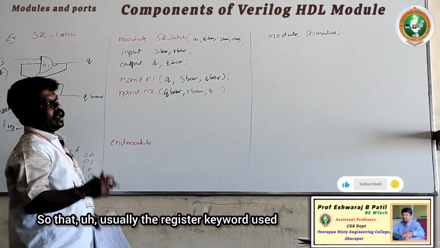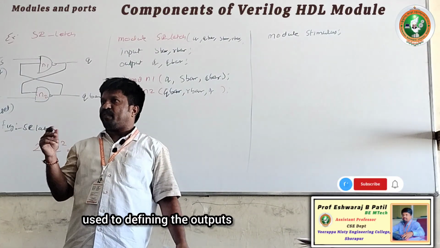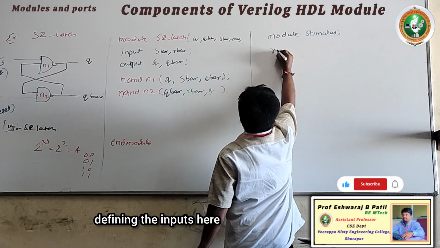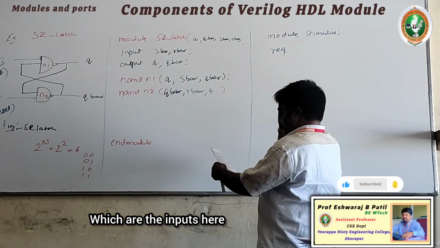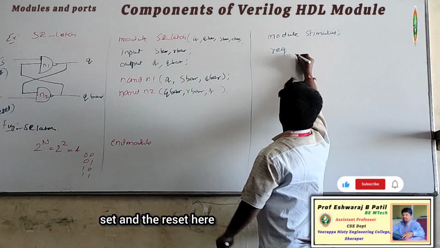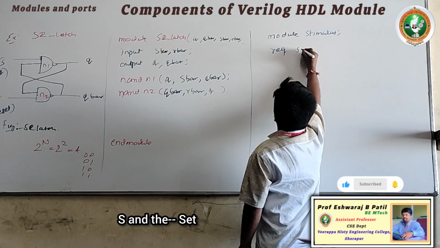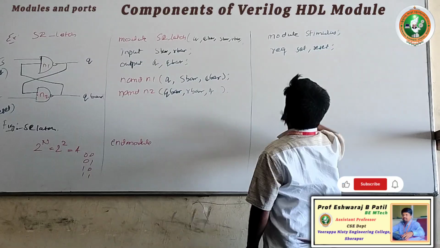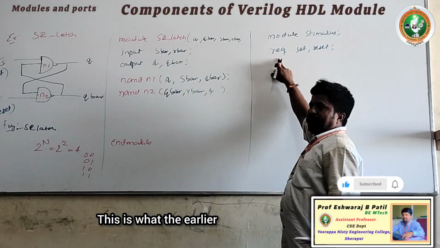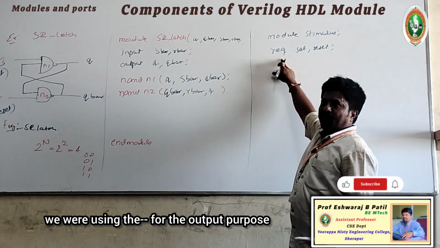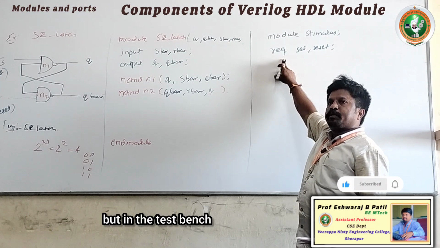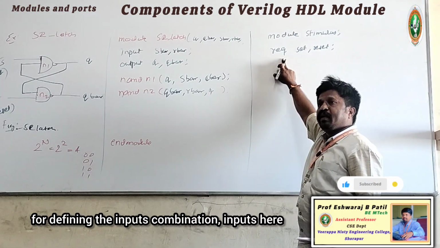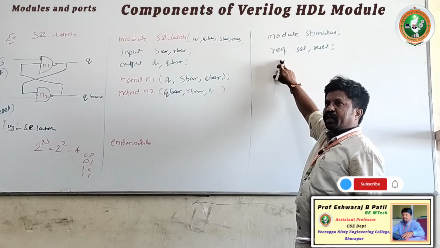Usually the register keyword is used to define the outputs, but here the register keyword is used for defining the inputs. Which are the inputs here? The set and the reset are the two input combinations here. Earlier in the programming we were using it for the output purpose, but while writing the test bench, we use the register keyword for defining the inputs.